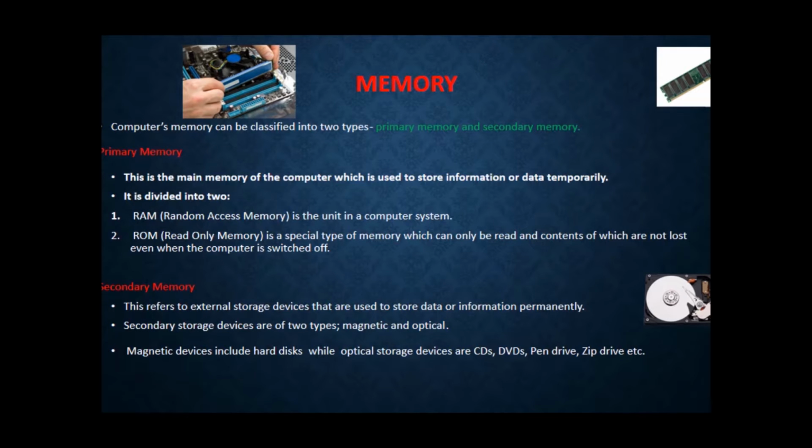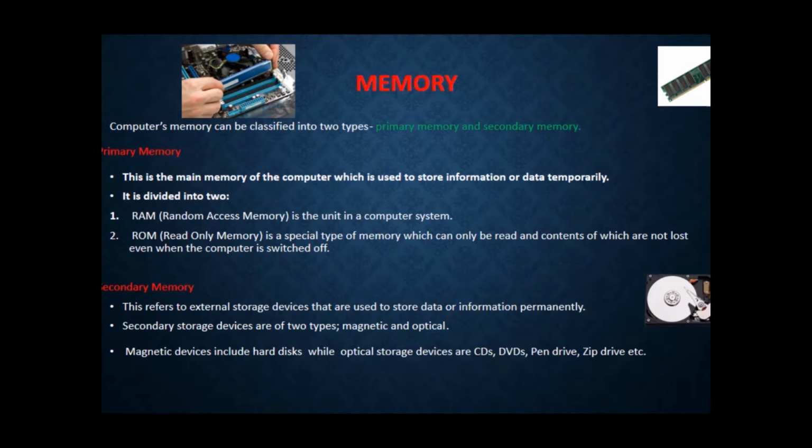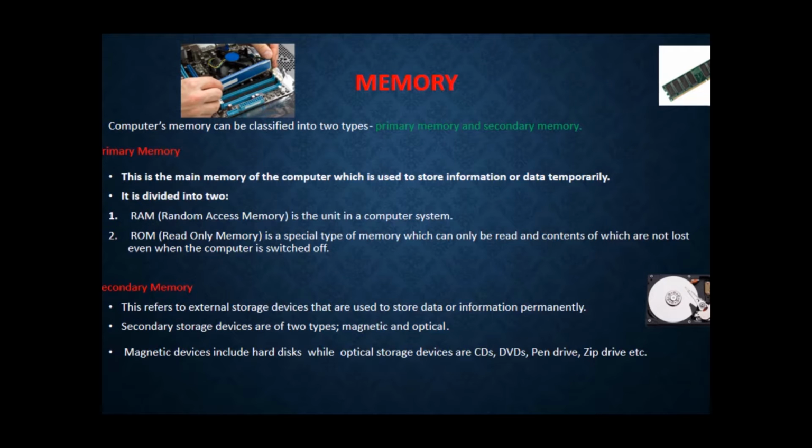Now that's the difference. Then another thing, primary memory are inbuilt in your computers, the RAM and the ROM. While secondary, they are external storage devices, like the hard disk, as you'll see in our examples. They are external storage devices that are used to store data permanently. Now, they are of two types, that's magnetic and optical. An example of a magnetic device is a hard disk, while optical storage devices are CDs, DVDs, pen drives, and zip drives, or flash. Yes, I hope you've understood.